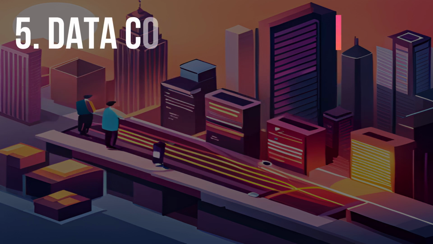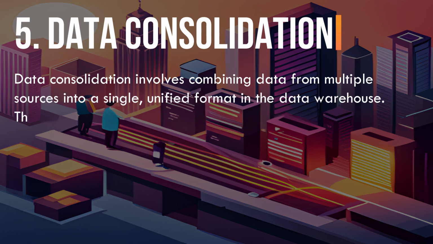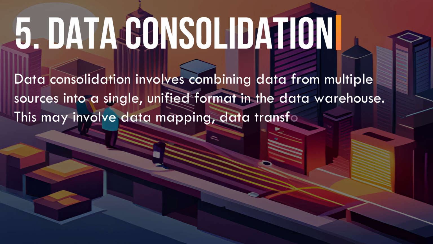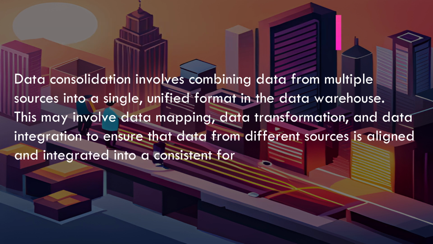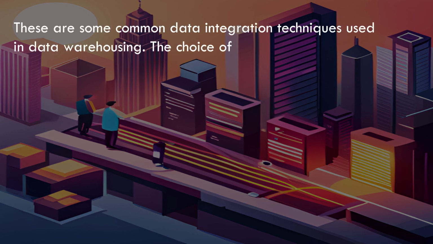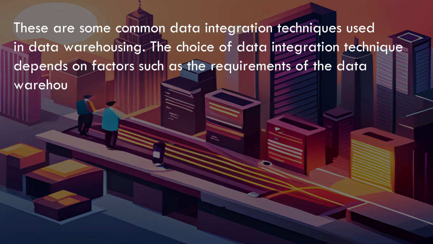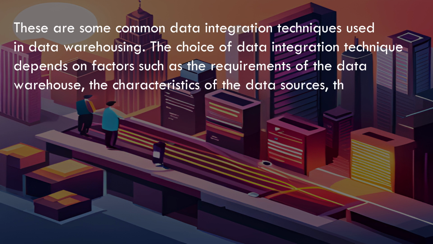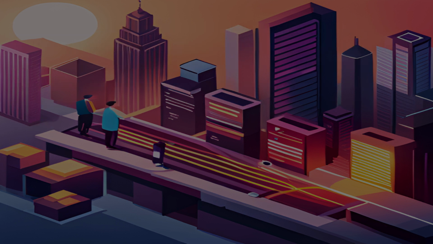5. Data consolidation. Data consolidation involves combining data from multiple sources into a single, unified format in the data warehouse. This may involve data mapping, data transformation, and data integration to ensure that data from different sources is aligned and integrated into a consistent format. These are some common data integration techniques used in data warehousing. The choice of data integration technique depends on factors such as the requirements of the data warehouse, the characteristics of the data sources, the timeliness of the data needed, and the complexity of the data integration process.